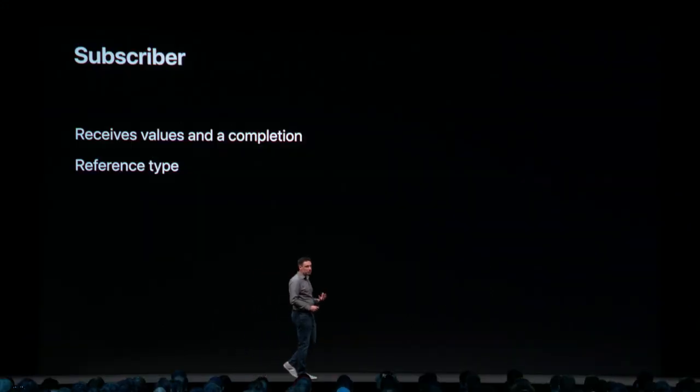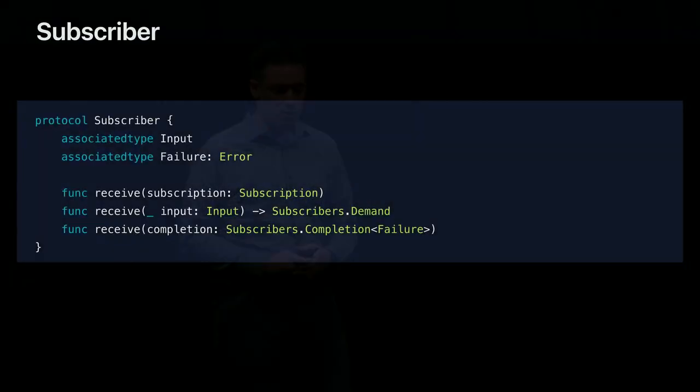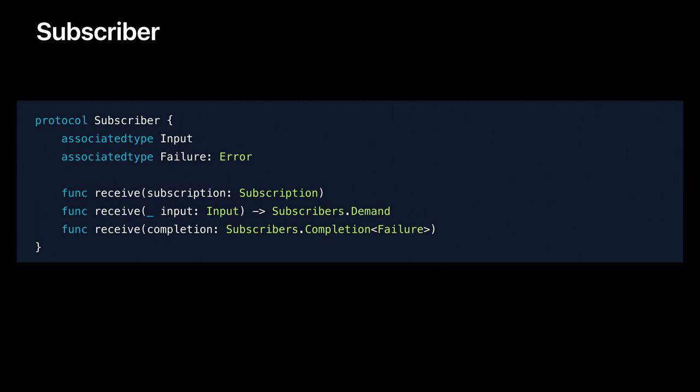Next, subscribers. Subscribers are the counterpart to publishers. They are what receive values, including a completion if the publisher is finite. Because subscribers usually act and mutate state upon receipt of values, we use reference types in Swift, which means they are classes. Here's the protocol for subscriber. As you can see, it has the same two associated types, input and failure. Again, if the subscriber is unable to receive failures, then you can use the type never.